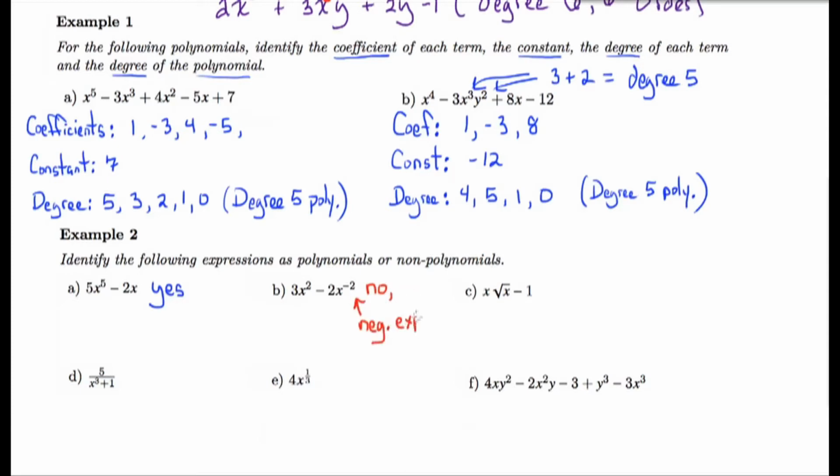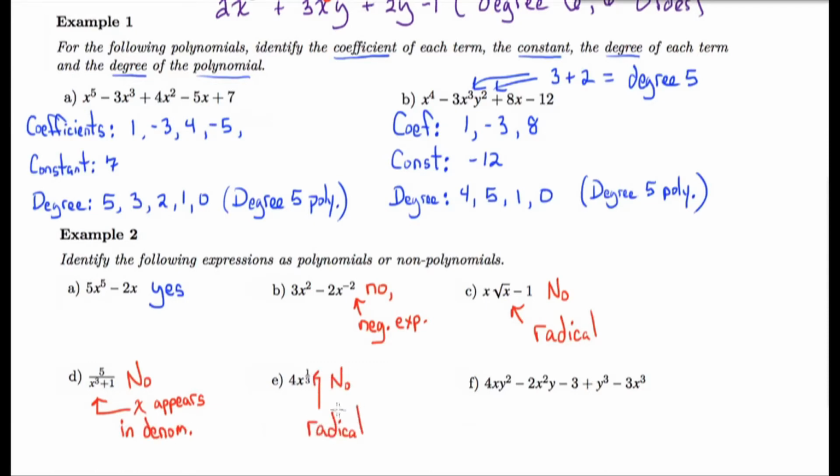In example 2, we're identifying to see if the expressions are polynomials. We see that letters A and F are the only ones where they are, and B, C, D, and E are no, either because of a negative exponent or it's a radical. The powers all need to be positive integers.